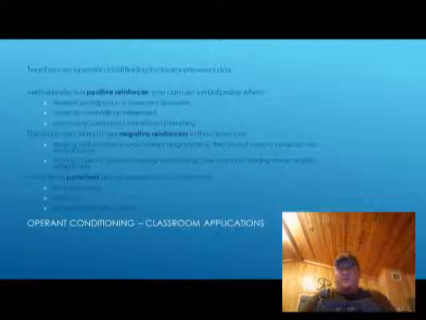Classroom applications of this type of operant conditioning: you've got verbal praise, which is a positive reinforcer. Students participate in classroom discussions. You reinforce it by verbally praising them. Correctly completing an assignment, same thing, verbal reinforcement. Proactively completing an assignment without prompting, again, verbal praise.